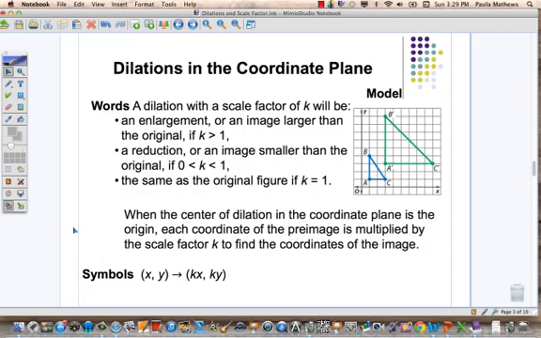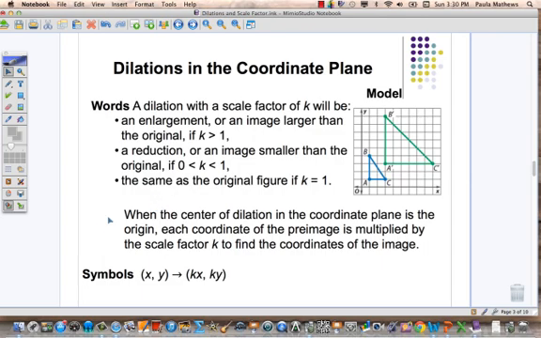So a dilation with a scale factor of k, and that's what we're going to be using as our variable k, will be an enlargement, or the image will be larger than the original, if my scale factor is greater than 1. So if k is greater than 1, then I'm making a bigger image. We are doing a reduction, or making the image smaller than the original, if my scale factor is between 0 and 1. And my image will be exactly the same as the original figure if I have a scale factor of 1. So that's making a duplicate. It is making a congruent image.